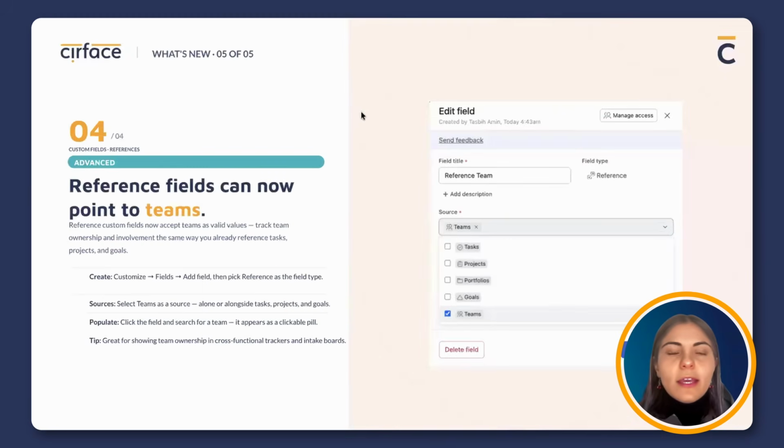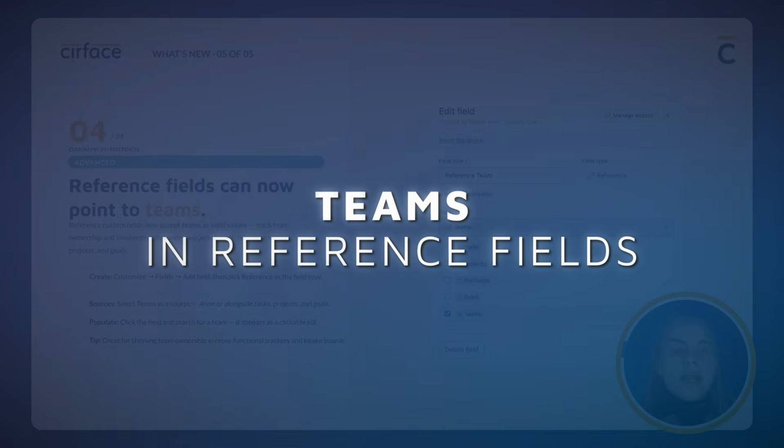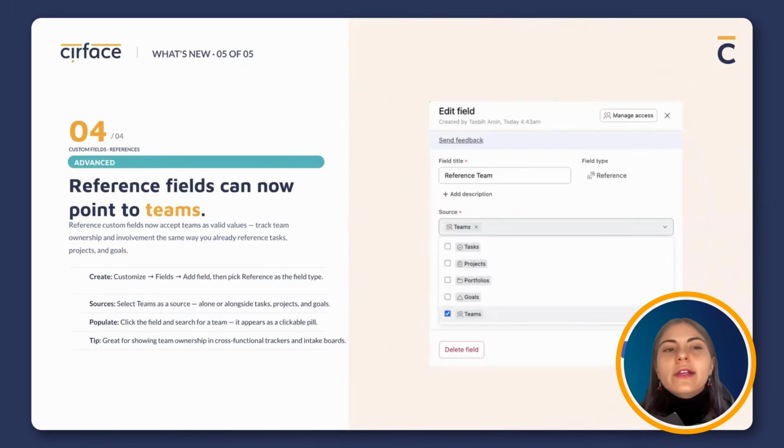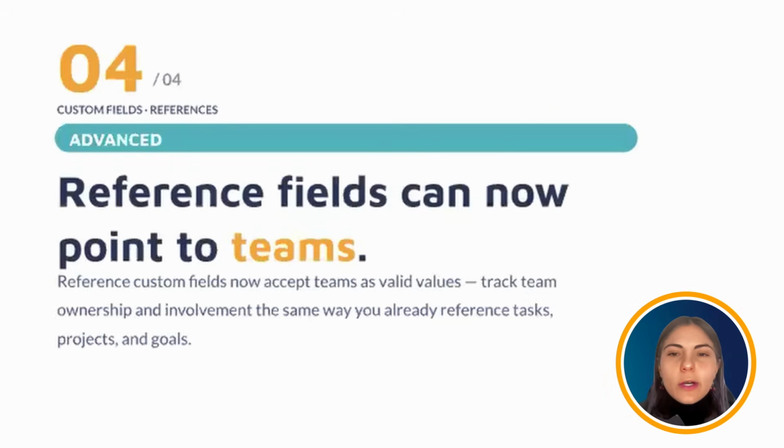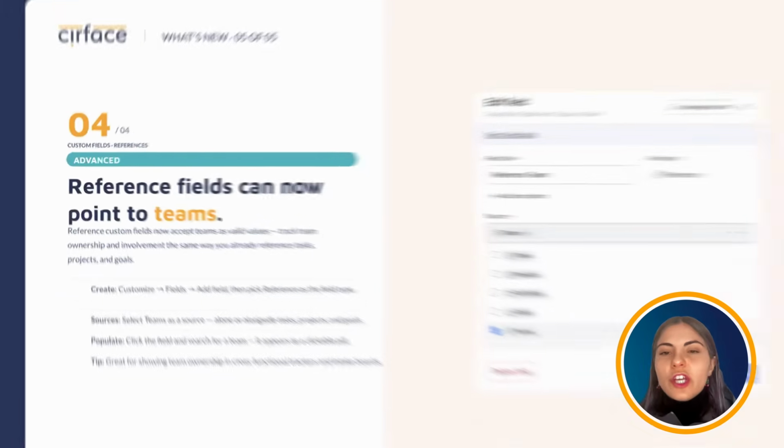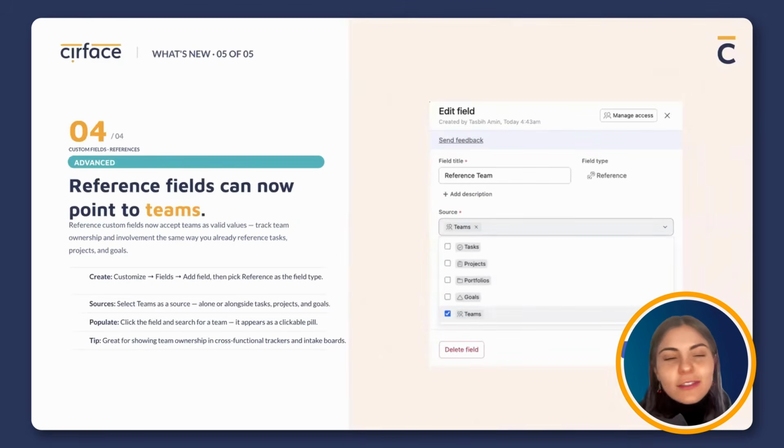The last update that we'd like to demo is related to reference fields. The update there is that reference fields can now point to teams. If you're not familiar with reference fields, this is a type of custom field that allows you to link different objects within Asana. So you may have a task and you can say, okay, this is the team that requested this task, or this task is also connected to this specific goal. So you have the chance to link different Asana objects, and now we have teams available for that.